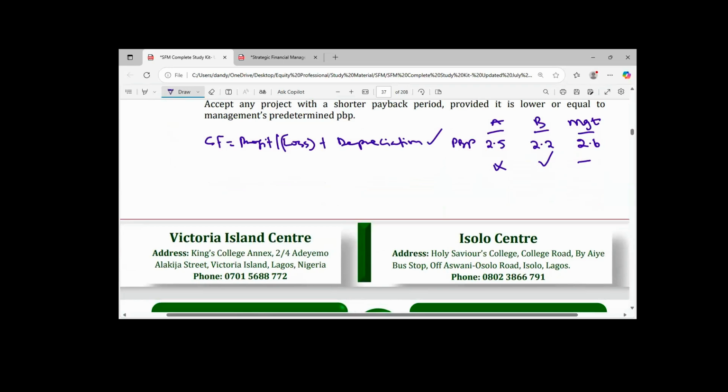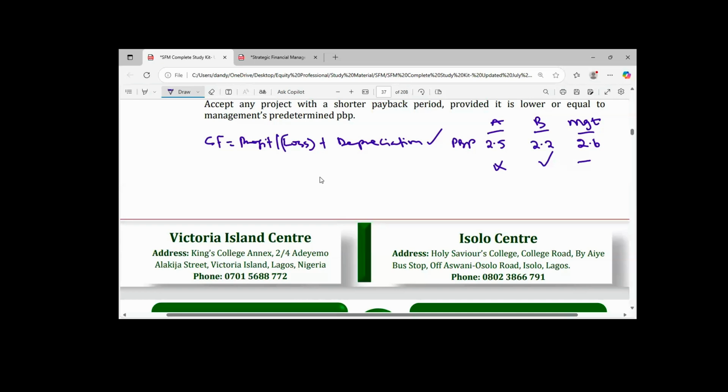In determining the acceptability of a project, at times the examiner can ask you to appraise a project on the basis of the payback period, and the examiner can ask you to advise whether the project should be undertaken on the basis of payback period. Now, you can only advise that the project should be undertaken if you are given the management predetermined payback period. So if the management targeted payback period is not given to you, there will be no basis for the acceptability of the project. Okay, I will repeat.